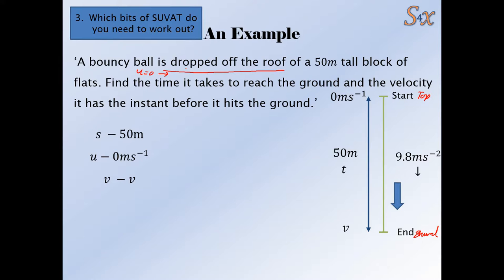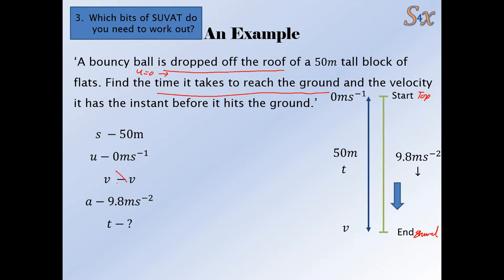Final velocity we don't actually know, and for this part of the question, find the time it takes to reach the ground, we don't care what the final velocity is. We only care for the second part of the question. A is going to be 9.8 meters per second squared. Because we've taken downwards as positive, the acceleration due to gravity is also positive because it points downwards. It always points towards the ground. And the time we don't know, but we want to know it for the first part of the question.